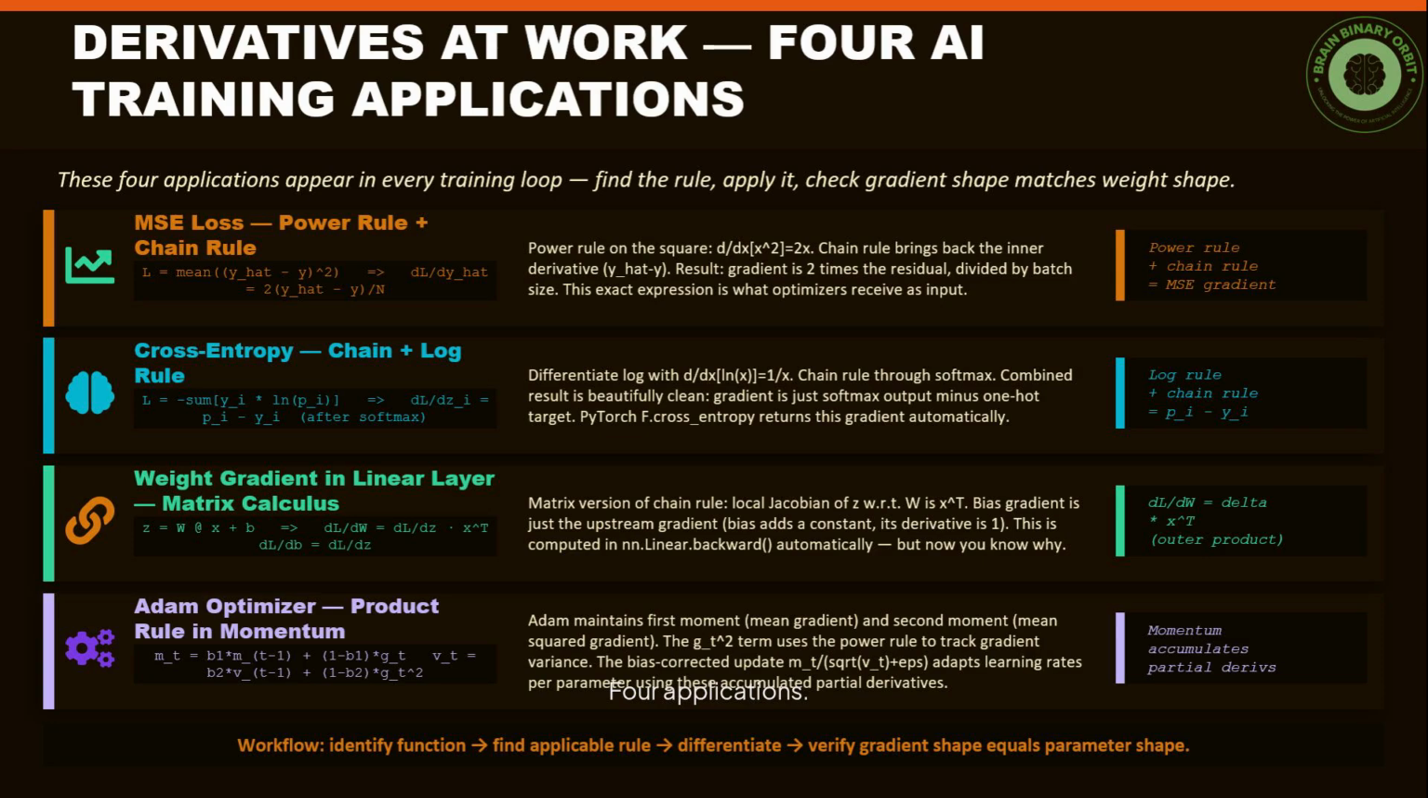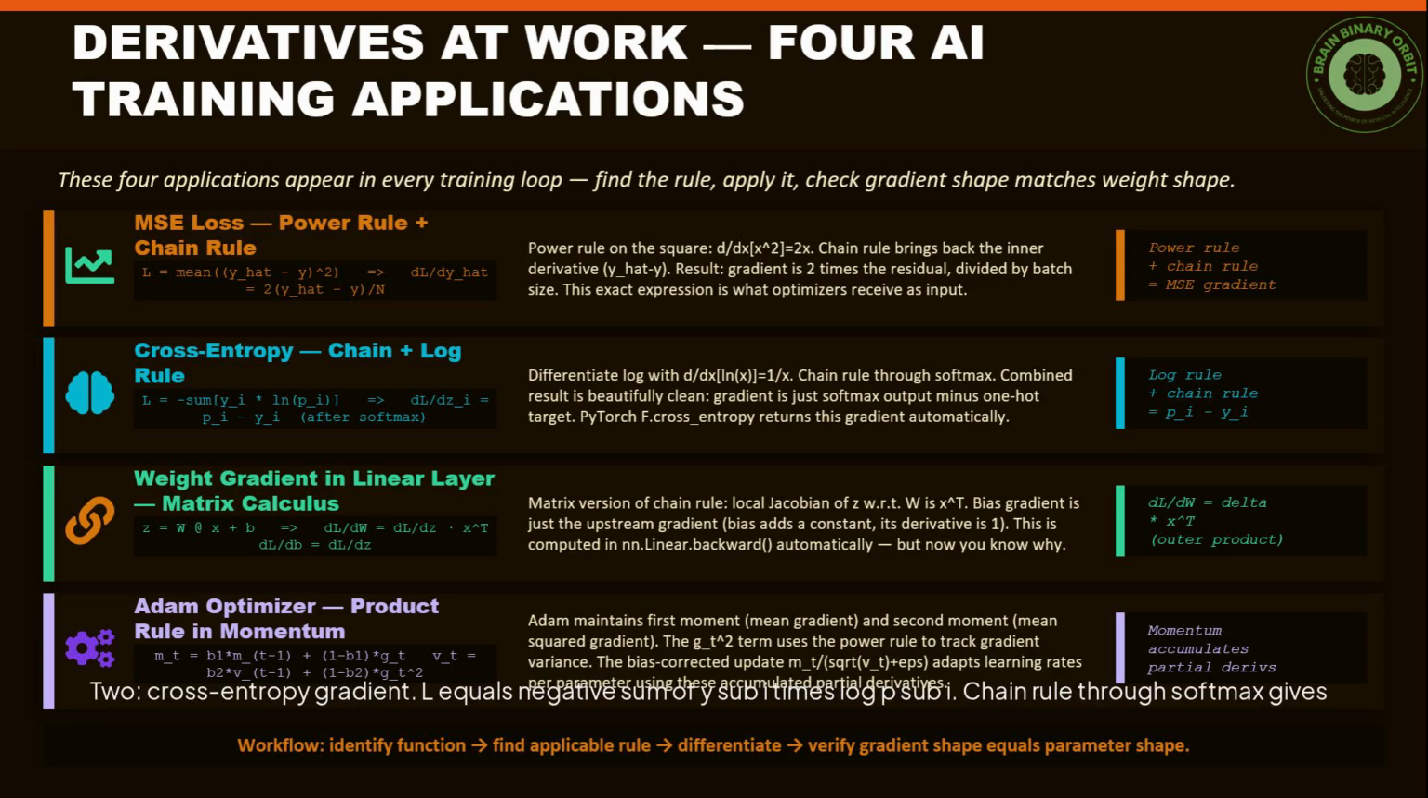4 applications. 1. MSE gradient. L equals mean of y hat minus y, squared. Power rule on the square gives 2 times the residual. Chain rule brings back 1. Divide by n for the mean. Result: gradient is 2 over n times the error, exactly what SGD subtracts.